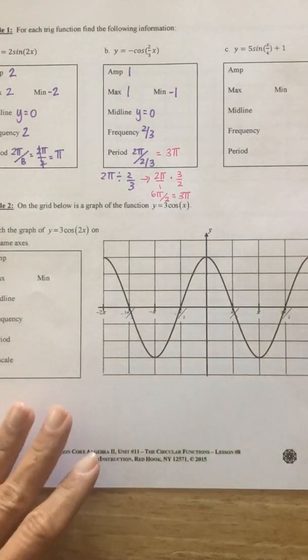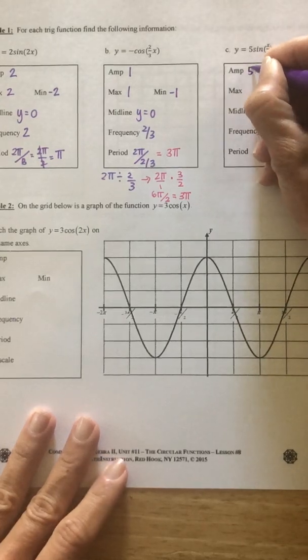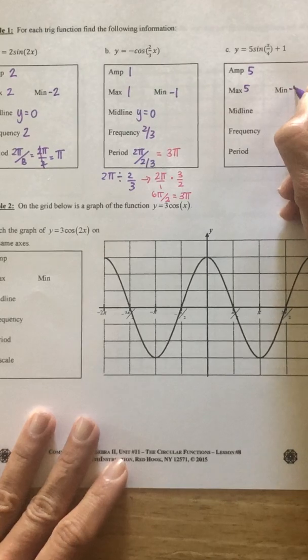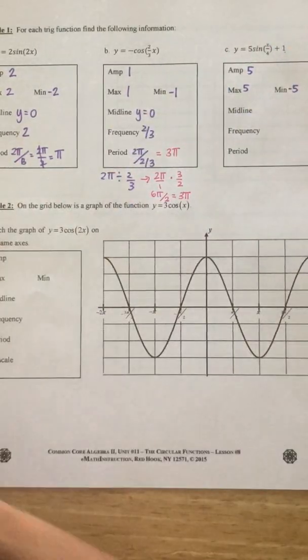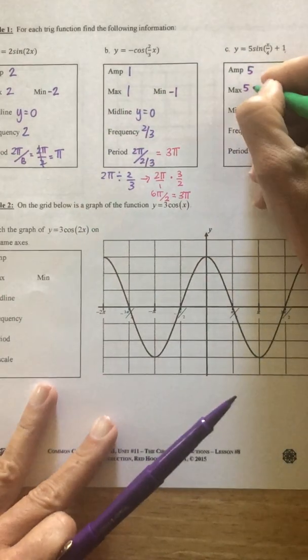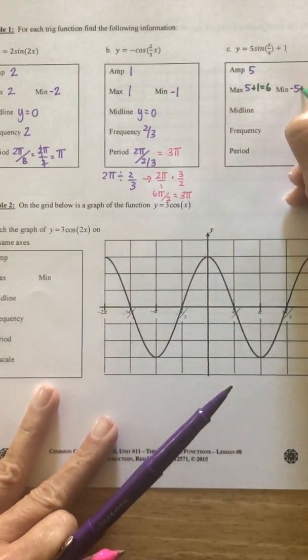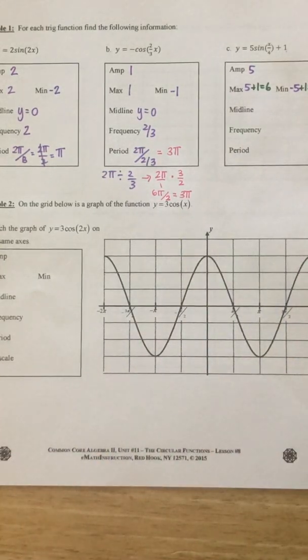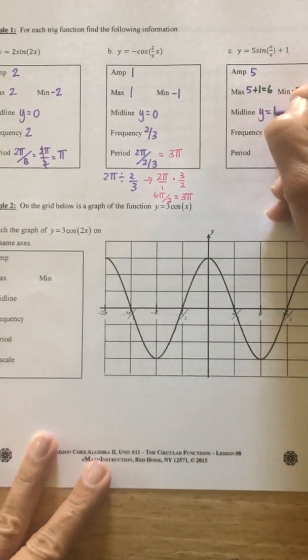Okay. All right, so let's bang out this amplitude. The absolute value of 5 is 5. So normally our max would be 5, our min would be negative 5. We have a shift up of 1. So up 1 gives me a max of 6. Up 1 gives me a min of negative 4. Our midline is going to be our C value, y equals 1.